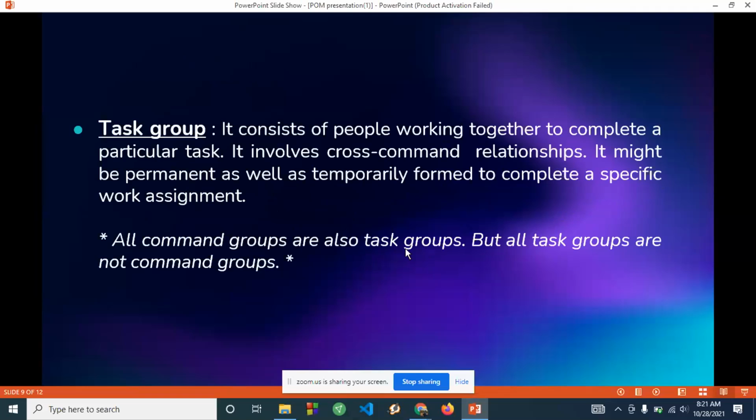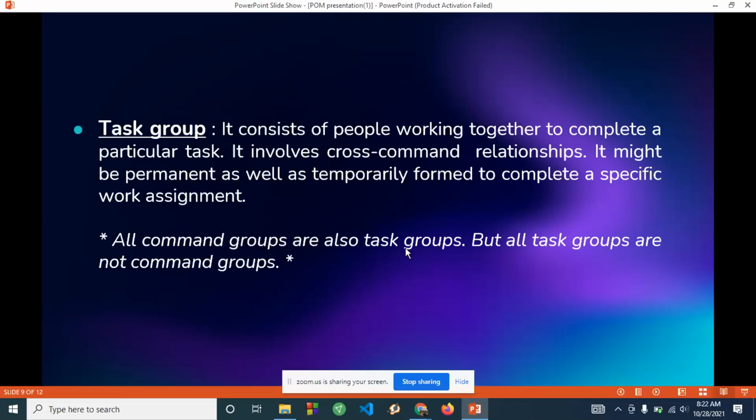Another group is the task group. It consists of people working together to complete a particular task. It involves cross-command relationships. It might be permanent as well as temporary, formed to complete specific work assignments. Task groups are all about group formation for completing a certain task. We can take the example of a software company: if we get a project, then there must be involvement of various people, like a designing group and a coding group. Then they are assigned a certain task to complete in a certain time. So this type of formation is a task group.